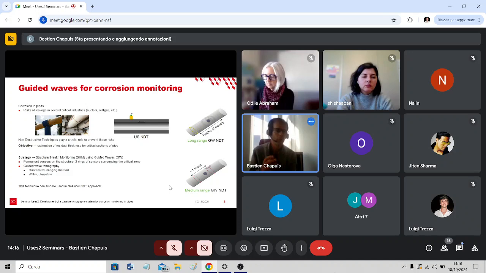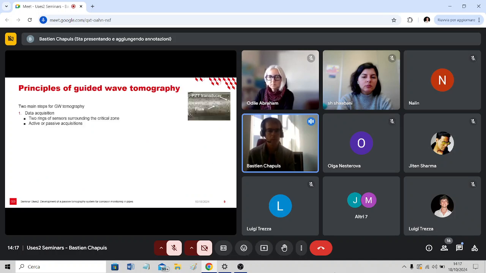For example, in a nuclear power plant, you cannot send operators every week just to cut off the alarm. So we wanted to develop a system very, very robust against environmental variations, and that's why we worked a lot to develop this approach without baseline. So more in detail, how it works, guided wave tomography, first active, and then we will see passive.